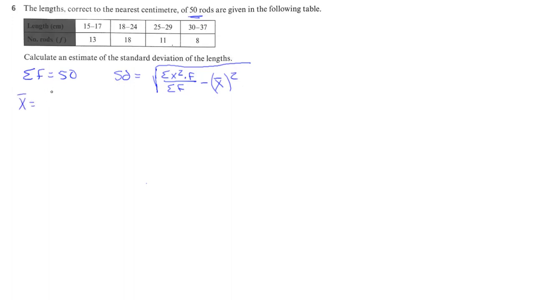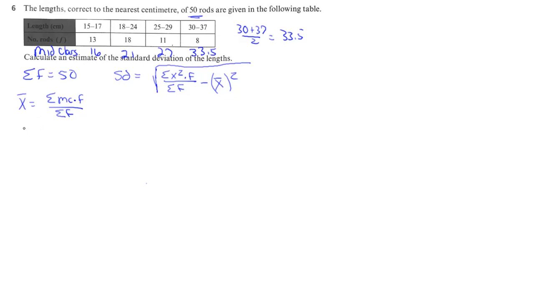Now the problem is, because it's grouped data, we're going to have to use a mid-class value to represent each group. And we're going to find the mean first by taking each mid-class value times its frequency. So of course we've got to find the mid-class values. And all we're doing is taking the boundaries, adding them up and dividing by 2, just an average. So for example, 30 plus 37 divided by 2 is 33.5. That's the last mid-class value.